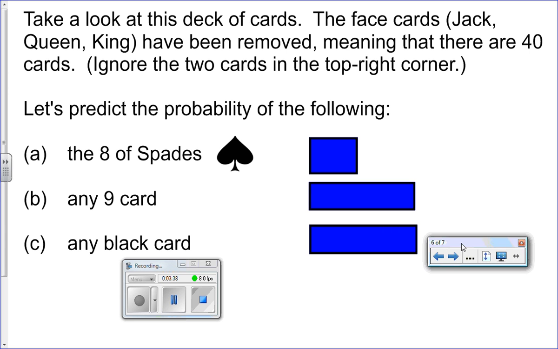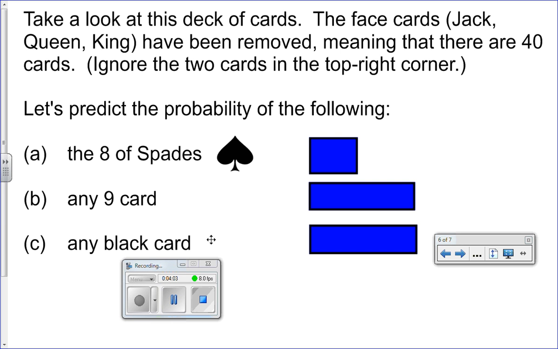Okay, let's take a look at this deck of cards. The face cards, Jack, Queen, and King, have been removed, meaning that there are 40 cards. Ignore the 2 cards in the top right corner. Let's predict the probability of the following: the 8 of spades, any 9 card, and any black card.